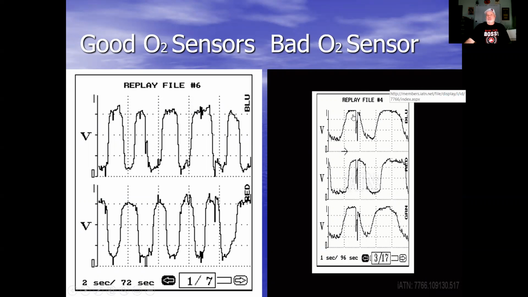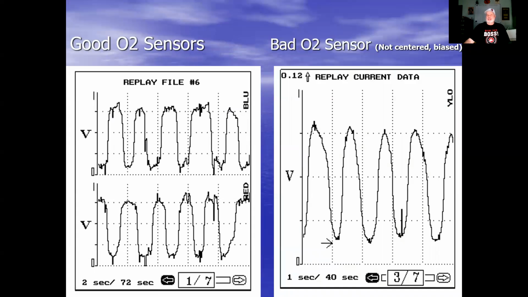Check this out here. Look at the replay on number 4. Right away, you can tell this one's got an issue, right? It's not centered. See how here's our center line? See how it's biased to one side? You'd have looked at that and thought, hey, this is a fine O2 sensor. There's nothing wrong with this. Yeah, there is. So these are the things you've got to look at.